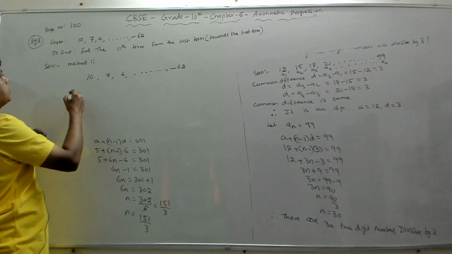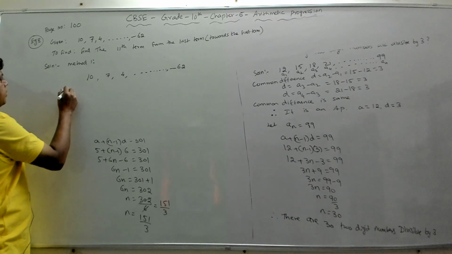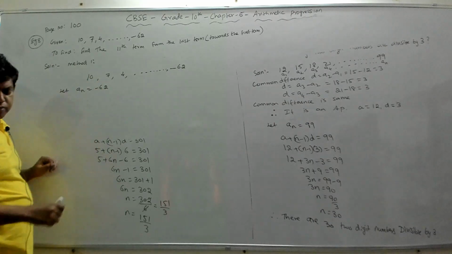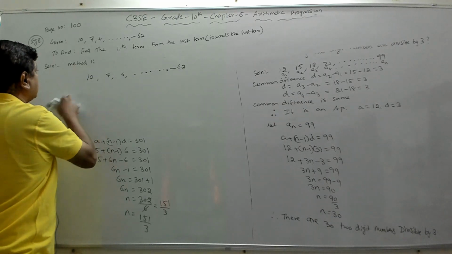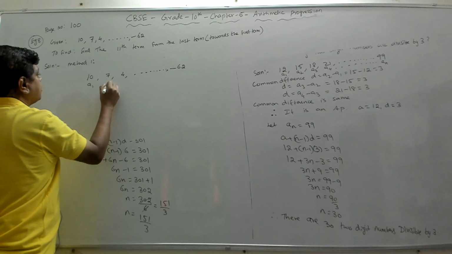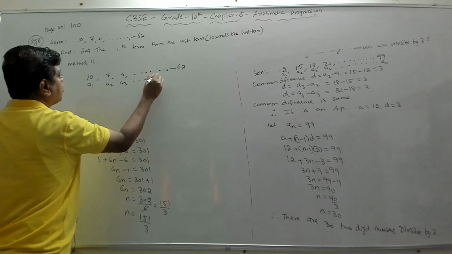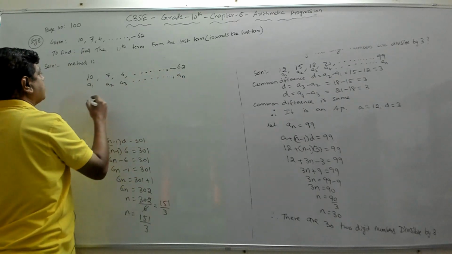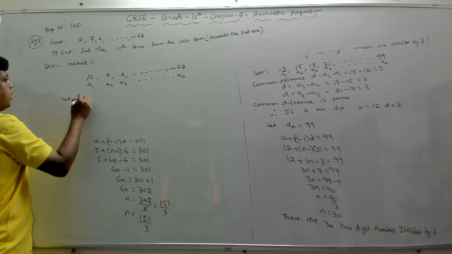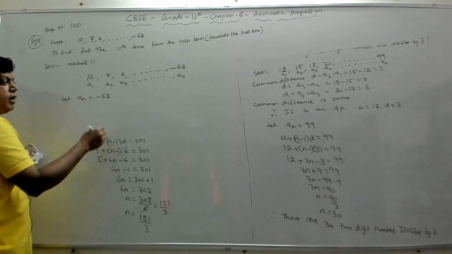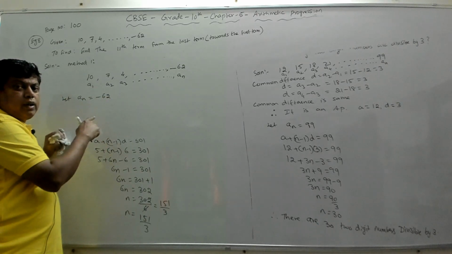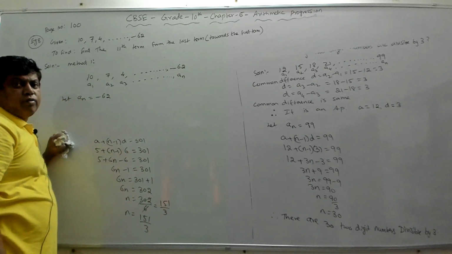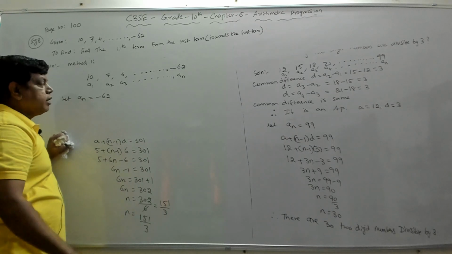Now we will try to find how many terms there are in this AP. Let an equal minus 62. This is your a1, this is your a2, this is your a3, like that, and if this is an, we'll say let an equal minus 62. Now we need to find n. That n will tell the number of terms in this entire list of numbers which are in AP.